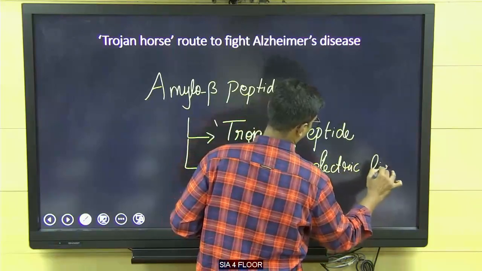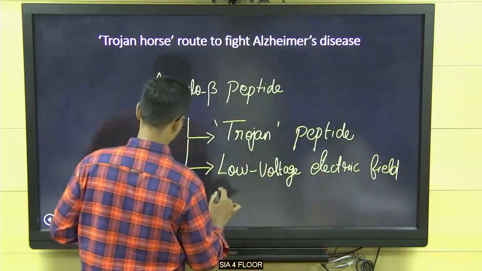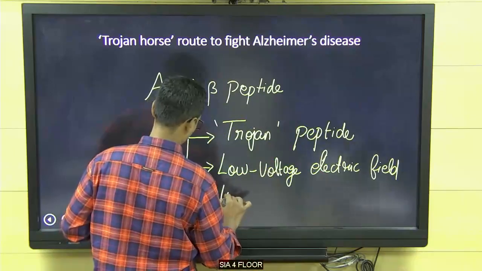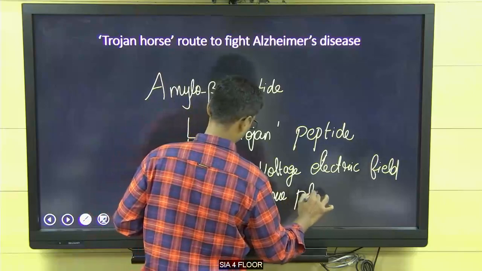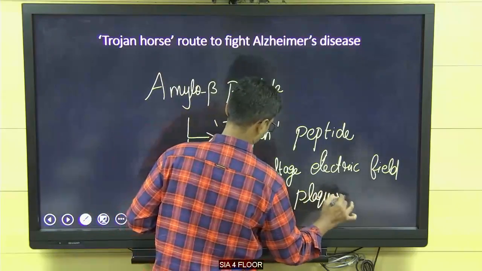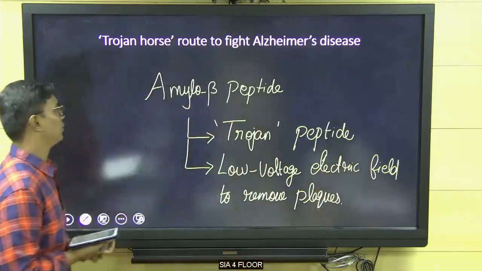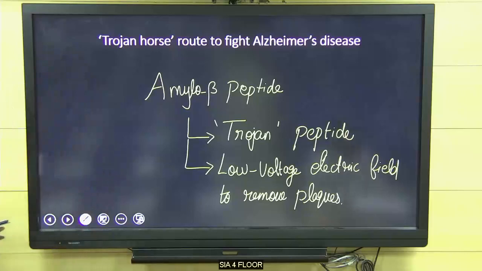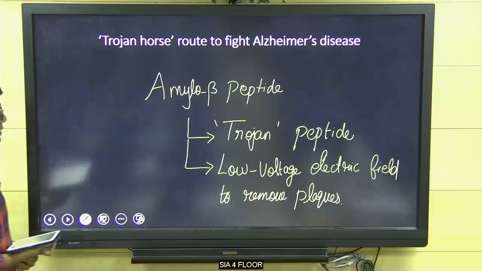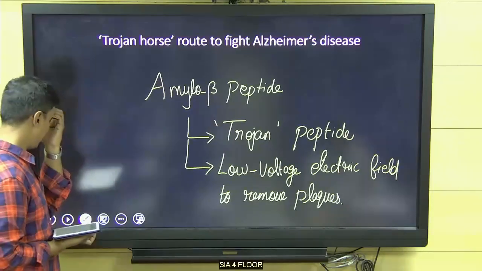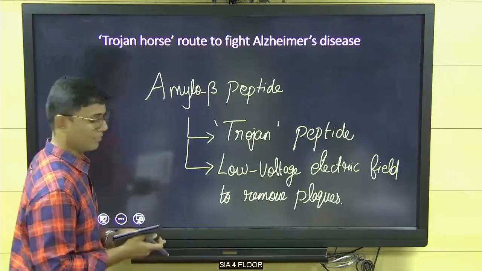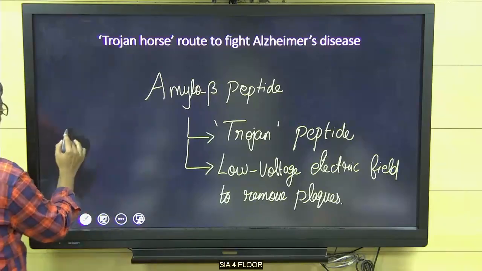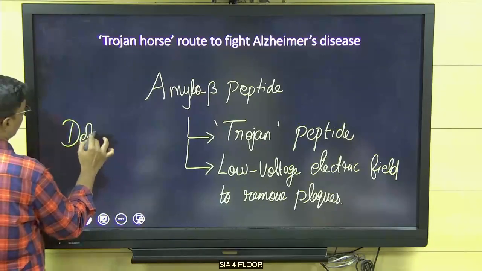Low voltage electric field to remove the plaques. These two are the methods developed by IIT Guwahati people. And in mains, in prelims aspect, this is sufficient. In mains aspect, first thing, indigenous technology. So remember, this cannot cure Alzheimer's. First thing, it can try to evade or it can delay the onset.